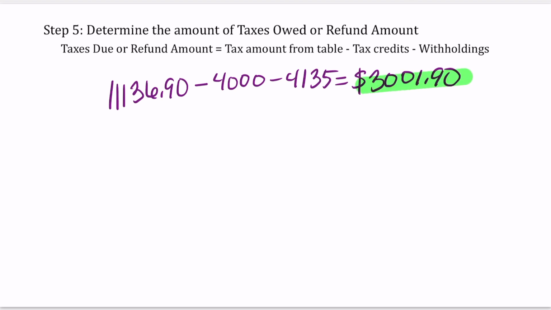$3,190. When you do step 5, once you do your subtraction of your tax credits and your withholdings, if your result is a positive number, you still owe money. If your result is a negative number, you will get a refund.